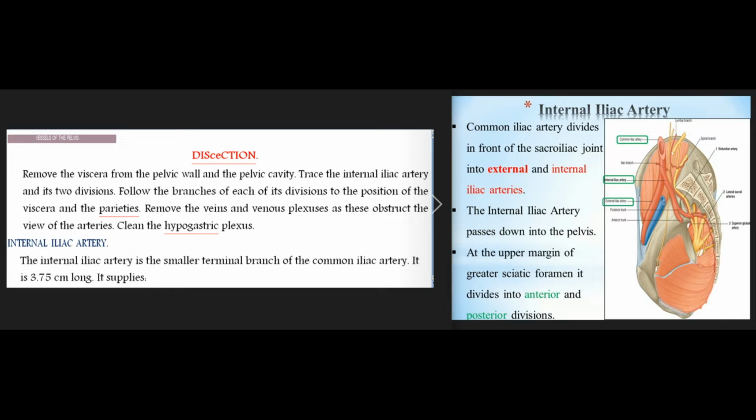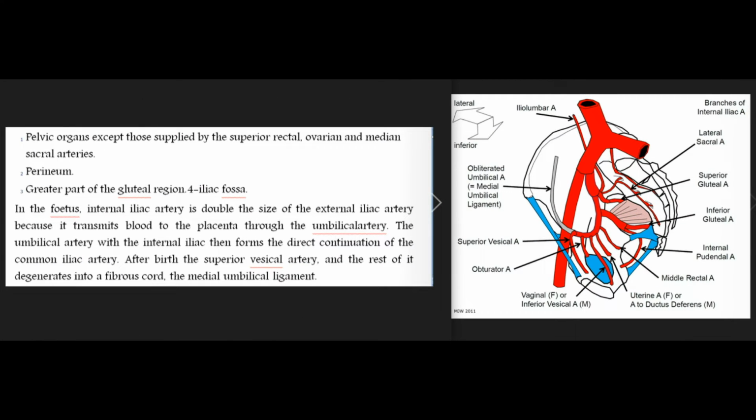Internal iliac artery. The internal iliac artery is the smaller terminal branch of the common iliac artery. It is 3.75 centimeters long. It supplies 1. pelvic organs except those supplied by the superior rectal, ovarian, and median sacral arteries. 2. perineum. 3. greater part of the gluteal region.